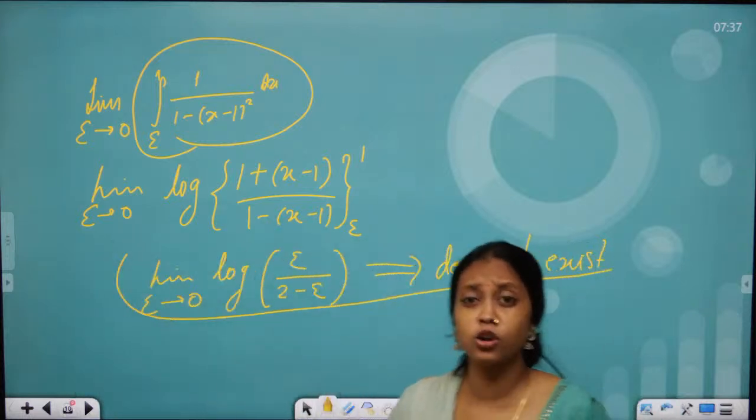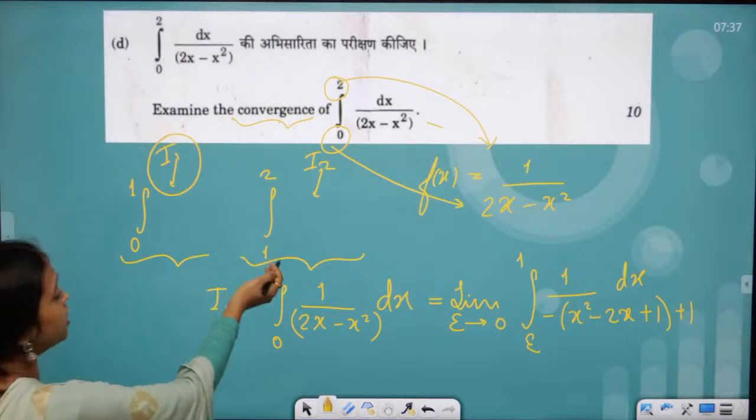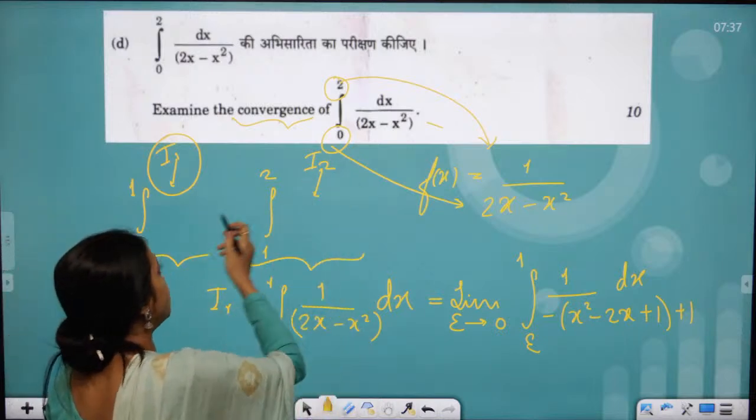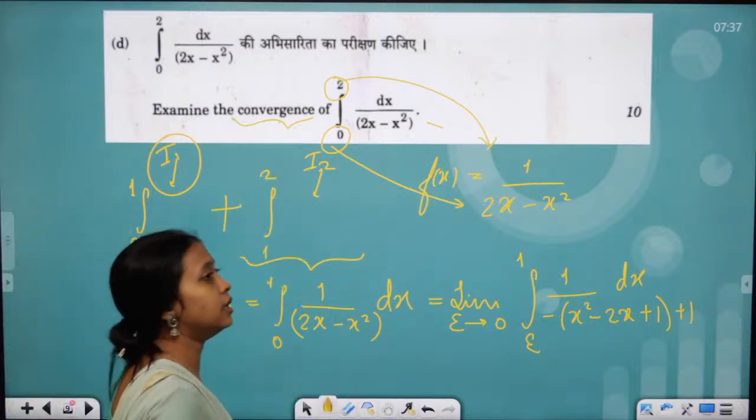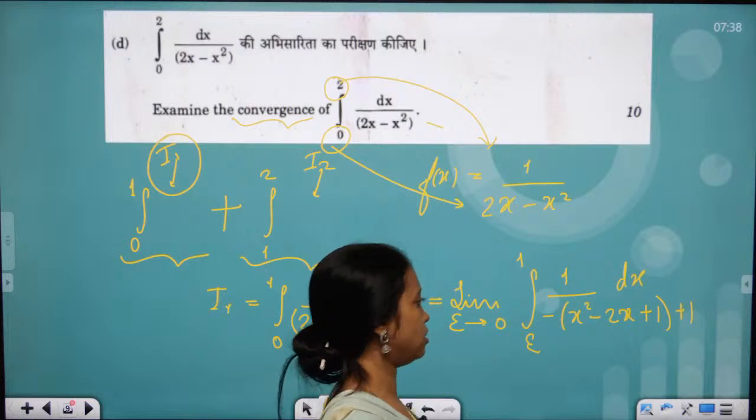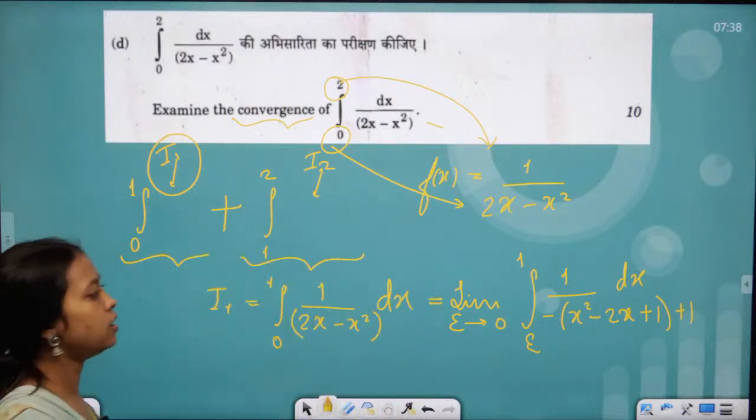So if I1 is not convergent, no need to discuss the convergence of I2. Even if it is convergent, there is no point. The first part is not convergent. So what was the answer for this? This integral is divergent. This is not convergent. Okay. Again, a simple result.